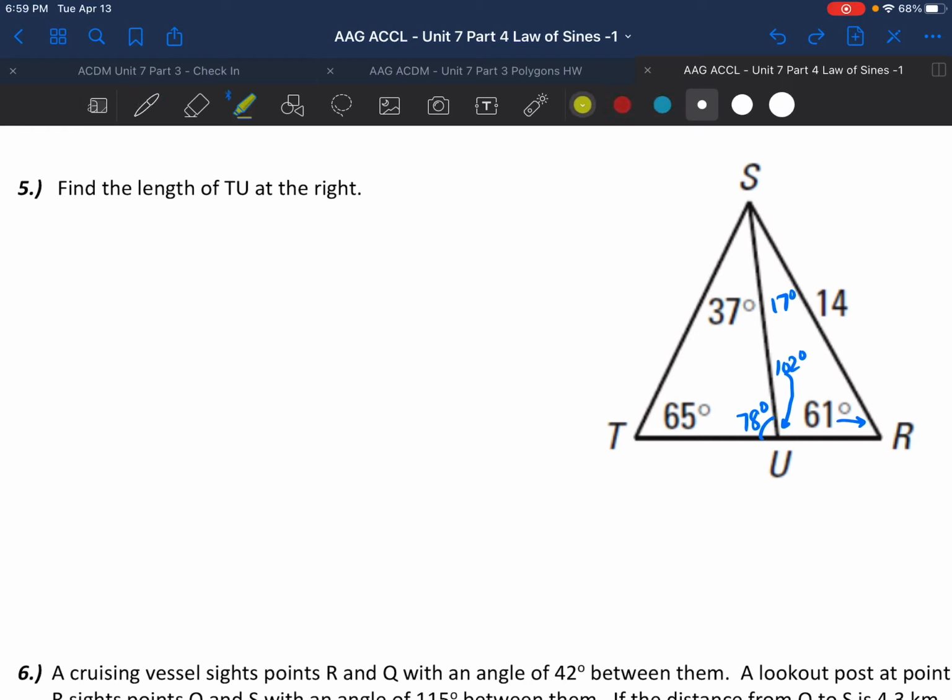Where is a side length that they gave us? All right, so here's 14. So here's my approach, and there are many approaches. Some people might try to find the entire bottom here and then try to subtract pieces. Here's my approach. What I'm going to try to do is use the outermost triangle and find side ST. Now, so I don't confuse myself, I'm actually going to draw a diagram of the outermost triangle STR.